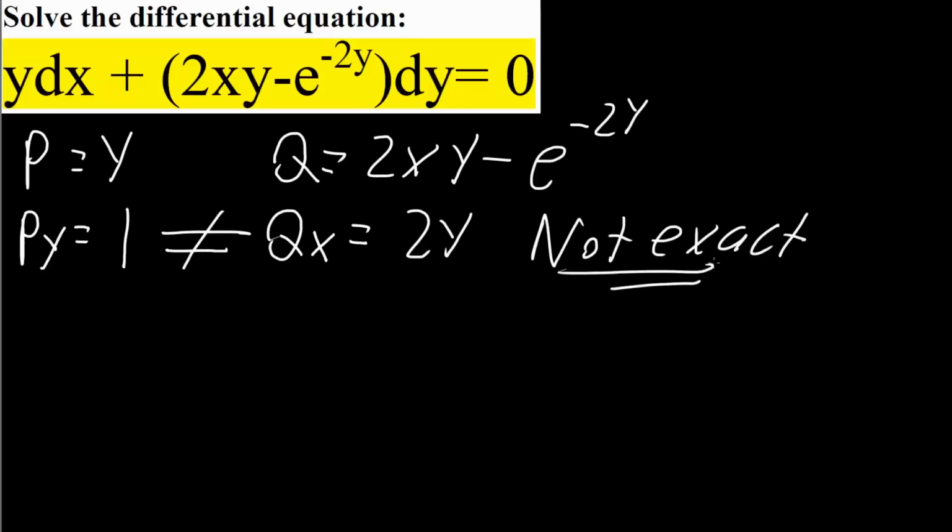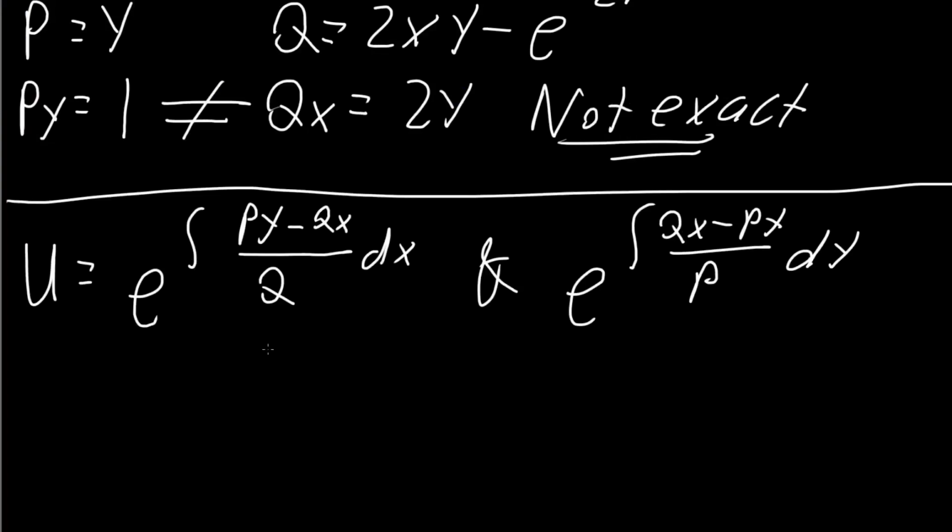And so we can do that by using an integrating factor. The two integrating factors that we're allowed to use will be e raised to the integral of py minus qx divided by q in terms of dx, and e raised to the integral qx minus py divided by p in terms of dy. And these are our only two options we can do if they're not exact. And the one that we choose will be the one that's easier to do.